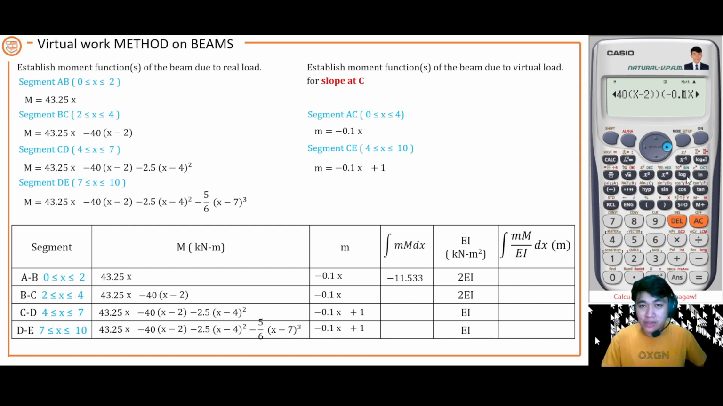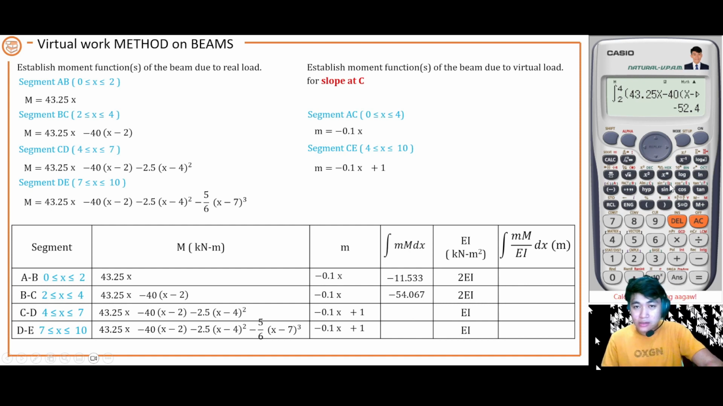So the limits will be from 2 to 4. So the answer is negative 54.067. And then next we have negative 40x minus 2 minus negative 2.5 multiplied by x minus 4, and then squared. Okay, so the answer here is negative 52.4.